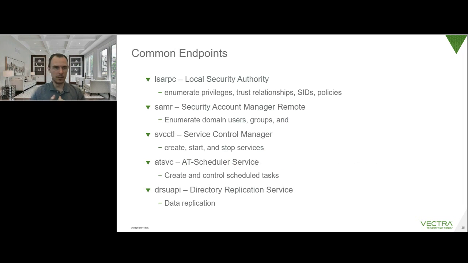Some common endpoints, and by no means is this an exhaustive list, just like the Kerberos SPNs were not an exhaustive list, but just highlighting a lot of the information that's available out there through this protocol. LSA RPC, that's the Local Security Authority, being able to enumerate user privileges, trust relationships, SIDs, so being able to provide, here's a list of usernames, giving back the IDs, security policies, that sort of thing. SAMR, the Security Account Manager, being able to enumerate domain users, domain groups, things of that nature.